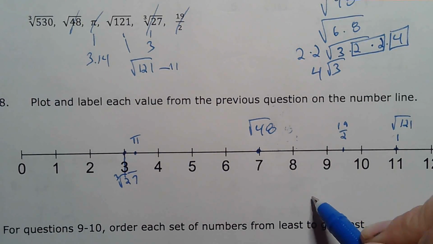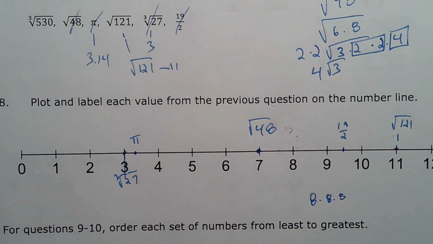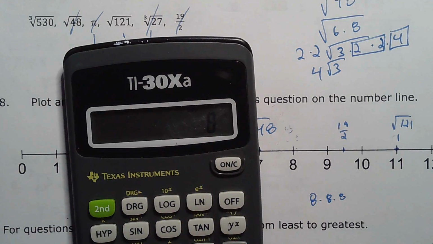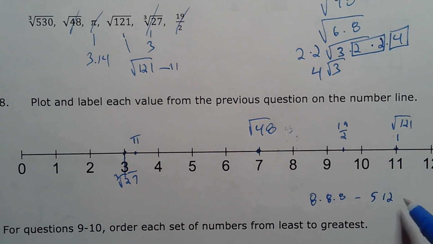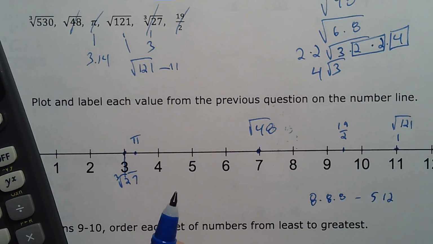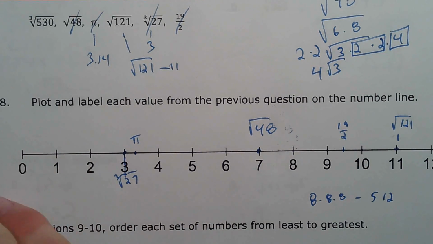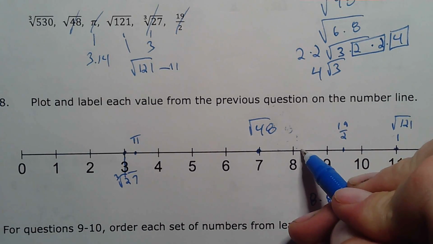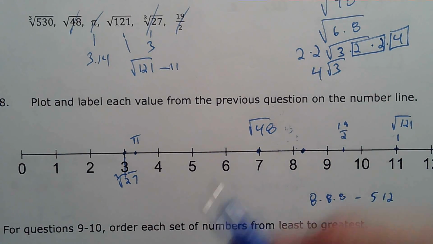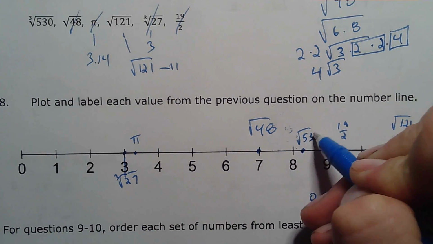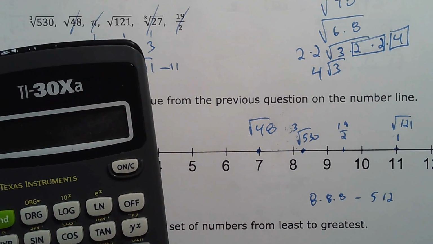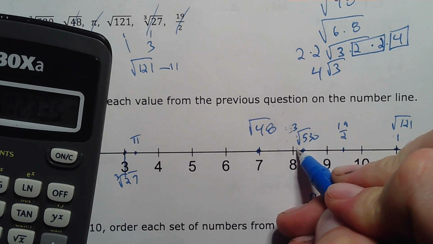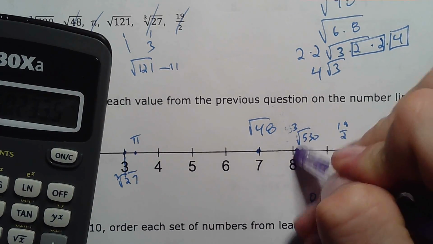Then the cube root of 530. 8 times 8 times 8 is 512. What's 9 times 9 times 9? Much bigger: 729. So 530 is really close to 8, so it's going to be like here-ish. The cube root of 530 is like 8.09. I was a little bit too far. It's like right there. Alright, so that's that one.